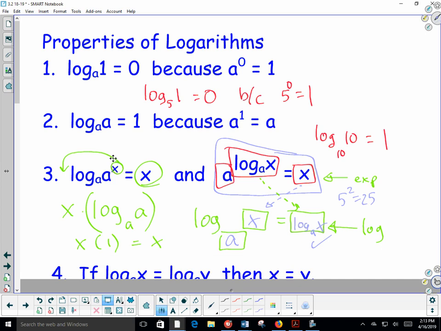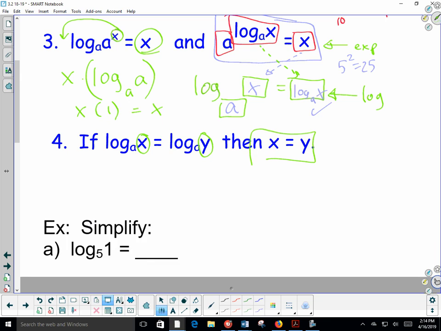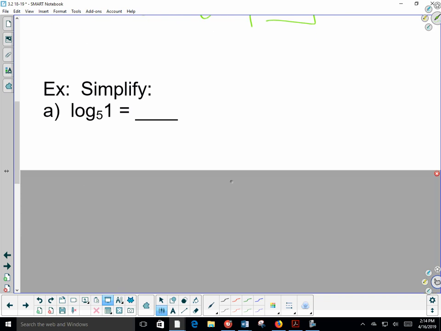there it is, popping out at us. All right, one more property of logarithms, and this one says if log to the base a of x is equal to log to the base a of y, then x is going to have to equal y. This is very closely related to our one-to-one property that we learned in section 3.1. This is basically saying if you've got log to the base a of something equal log to the base a of something, those two somethings have to be equal to each other. All right? Okay.